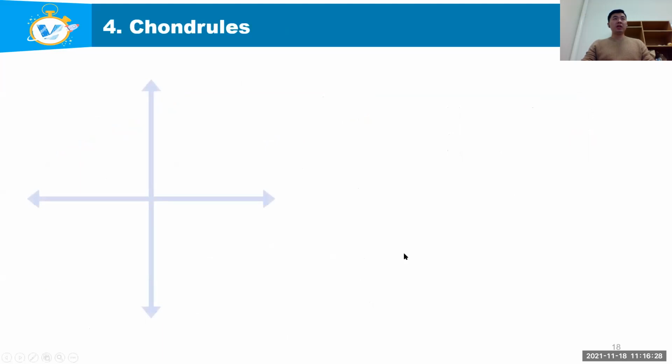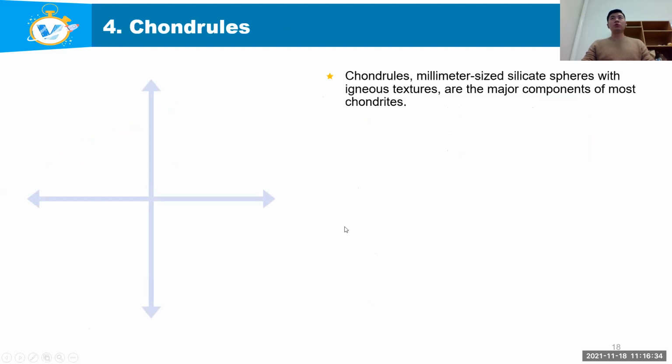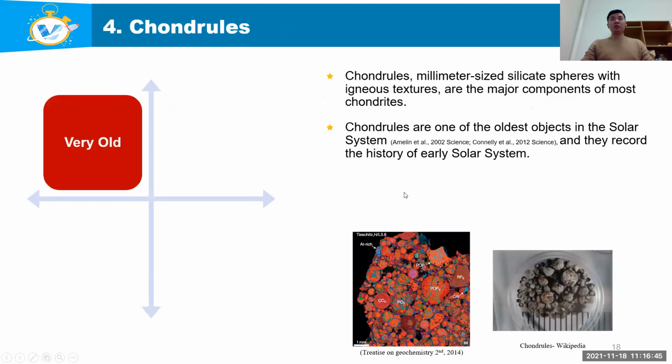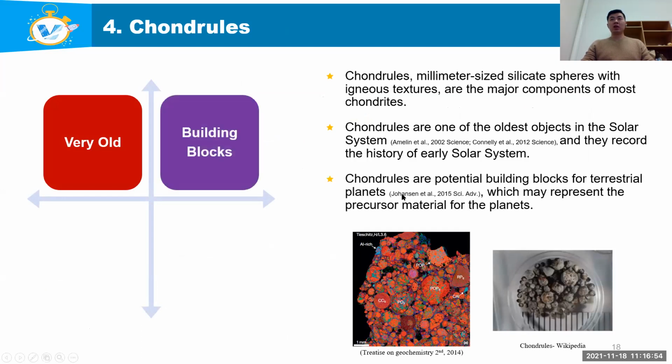After chondrites, I also studied the chondritic components, the chondrules. Chondrules are millimeter-sized silicate spheres with igneous textures, and they are the major components of most chondrites. They are like this, and they are very old. Chondrules are one of the oldest objects in the solar system, and they record the history of the early solar system. And also, chondrules may be potential building blocks for terrestrial planets.